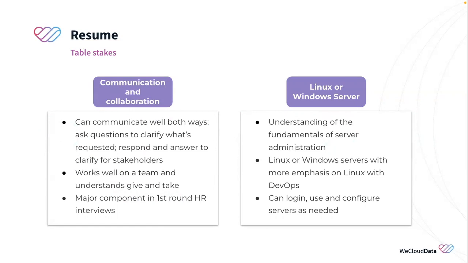Anyone who knows DevOps and has worked in it understands that DevOps engineers need to be able to communicate well both ways. You have to be able to ask the right questions to clarify what your stakeholders are asking for. And you have to be able to respond to stakeholders to clarify anything they might be confused about when it comes to your DevOps engineering or your pipeline or your teams and what you are trying to accomplish. You have to be able to work well on a team. I mean, that should be table stakes for any job, really, unless you're a solopreneur, and understand the principles of give and take. If you're always taking, it's going to be very hard for teams to want to continue collaborating or working with you.